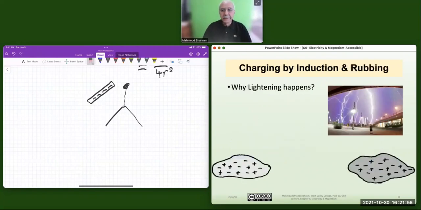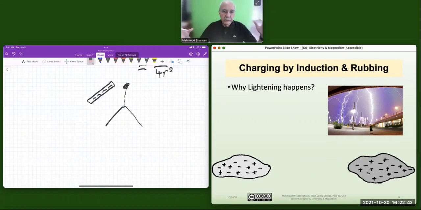Now, another example is when you have lightning. How does the lightning happen? Well, we know that clouds are made out of water droplets, also dust particles and atoms and molecules in the air. Some clouds have more negatively charged particles than others.